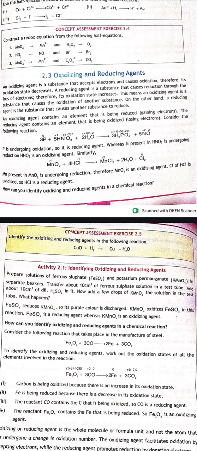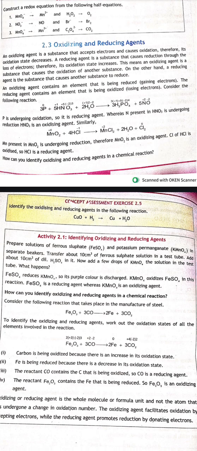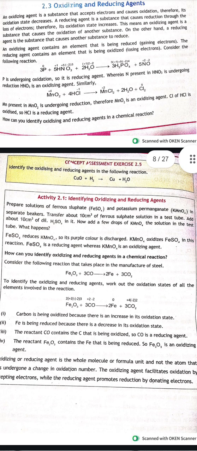So 3P plus 5 HNO3 plus 2 H2O gives us 3 H3PO4 plus 5 NO. P is undergoing oxidation, so it is a reducing agent, whereas N present in HNO3 is undergoing reduction. HNO3 is an oxidizing agent. MnO2 plus 4HCl gives us MnCl2 plus water plus Cl2.